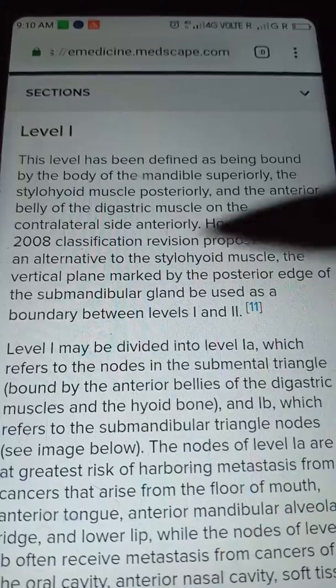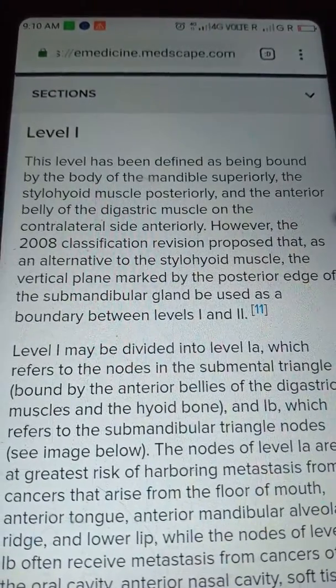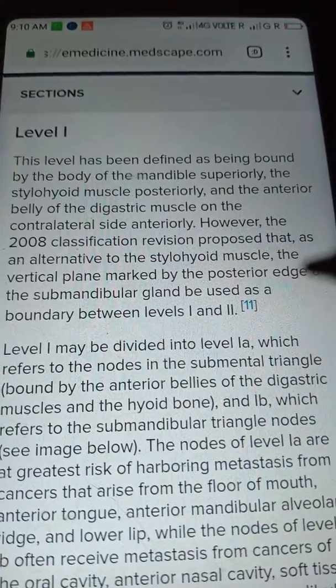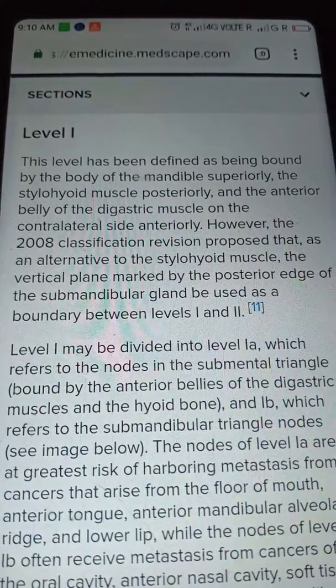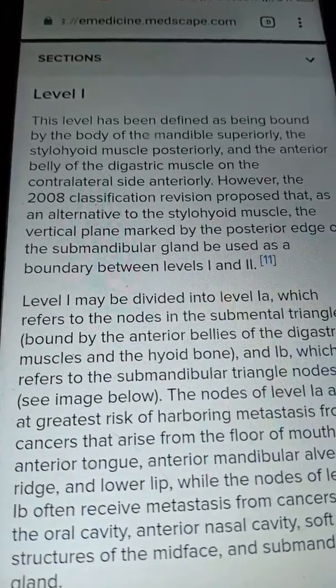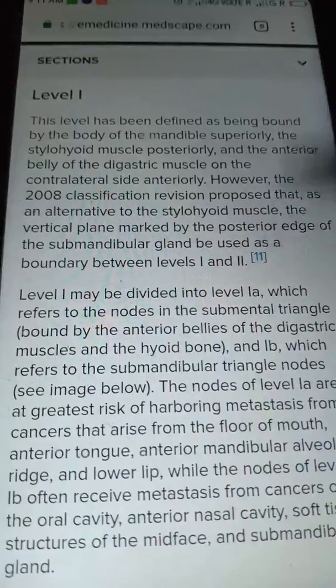A revision was proposed in 2008 that as an alternative to the stylohyoid muscle, the vertical plane marked by the posterior edge of the submandibular gland be used as the boundary between level 1 and 2. That's a revision proposed in 2008.